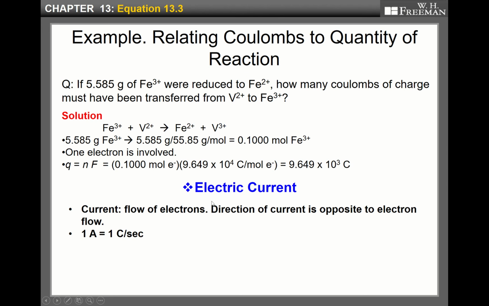As I said, in electrochemistry we can usually measure the electric current. Current is the flow of electrons. When electrons flow through the circuit, that is a current, but the direction is different. The direction of current is opposite to the electron flow. So 1 ampere is defined as 1 coulomb per second, or 2 coulombs per 2 seconds, or 0.5 coulombs per 0.5 second.